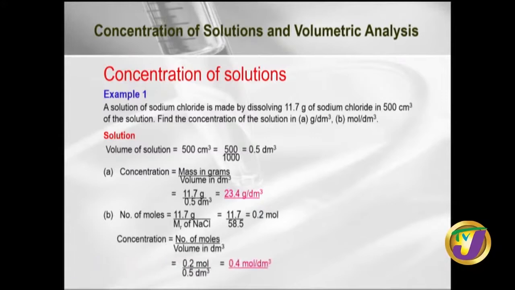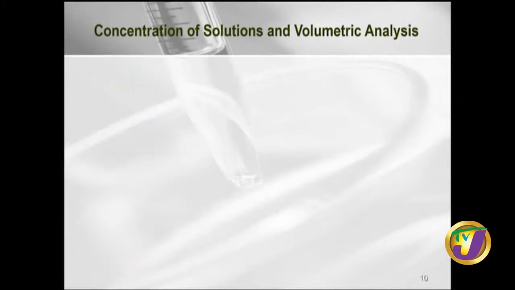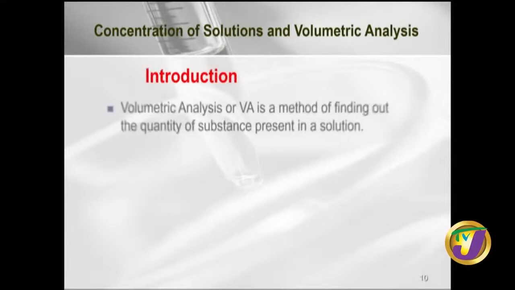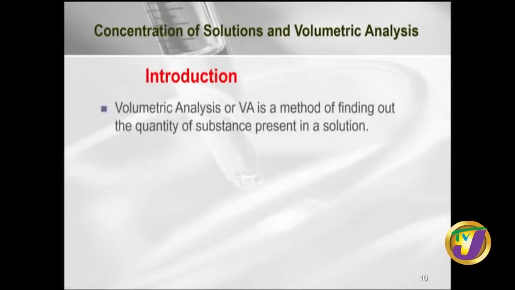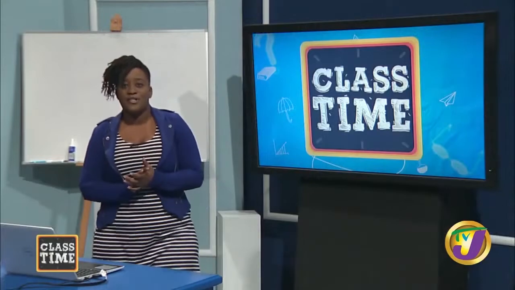So our answer is 0.4 moles per dm cube. Lovely. Now, we're going to look at volumetric analysis.